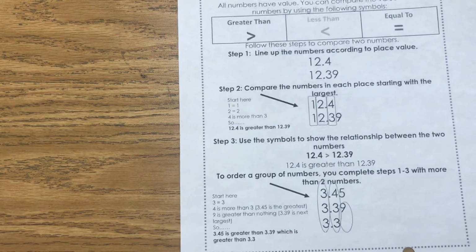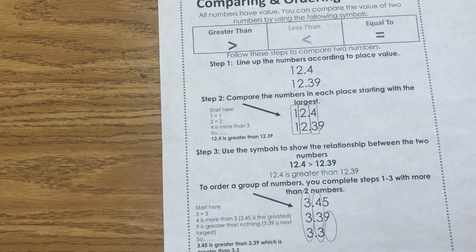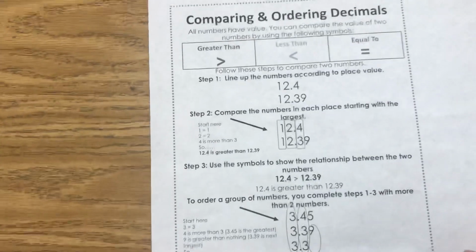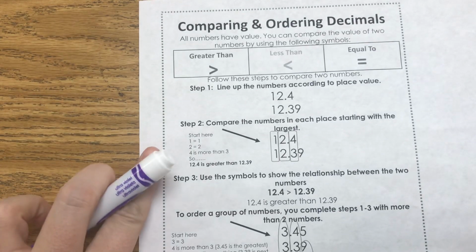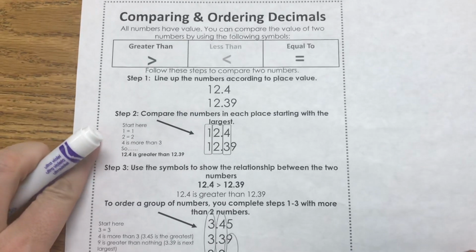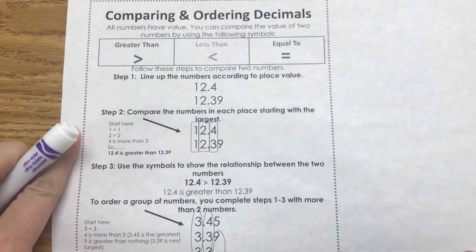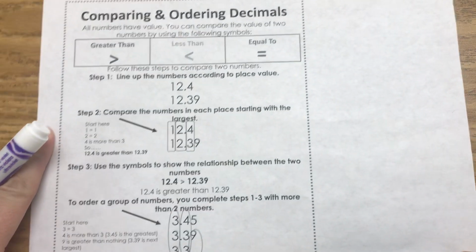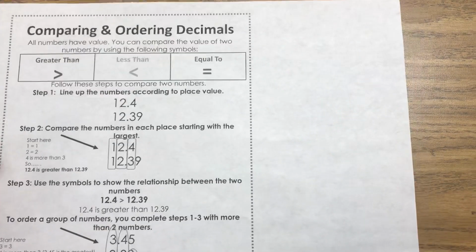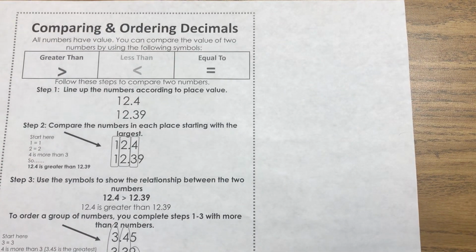All right. Now, the next page in your notes looks like this. And there really isn't anything for you to fill in, but it really just talks about what we just did in order to compare decimals. So you should have a little bit of room on your page to write in some of the examples that we're about to do.